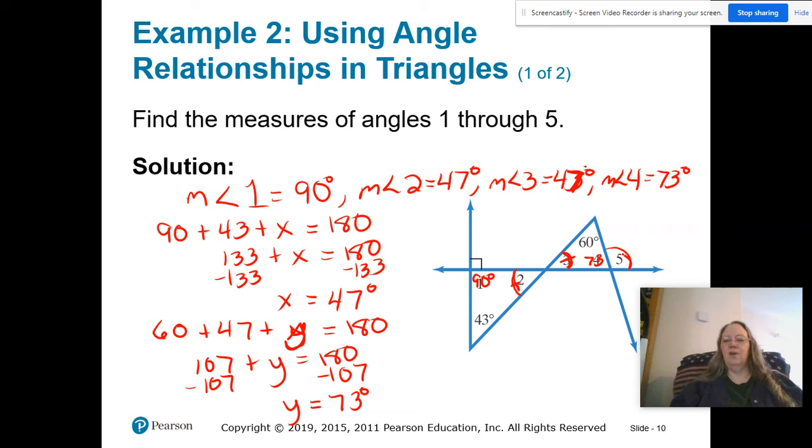And lastly, so this is 73. We can find angle 5 because angle 4 and 5 are supplementary. So 73 plus, let's call it Z, has to equal 180 because these 2 angles right here are supplementary.